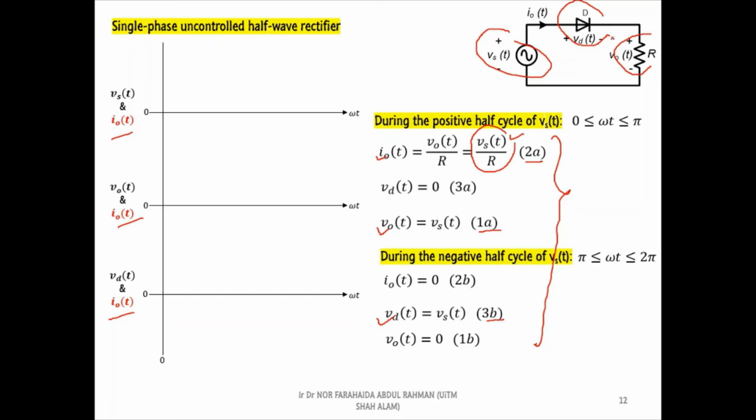Since all parameters are related to the supply voltage, hence, we start the sketch by drawing the supply voltage waveform using its general equation. Based on the equation, the shape of the AC supply is a sinusoidal wave shape with an amplitude of Vm.